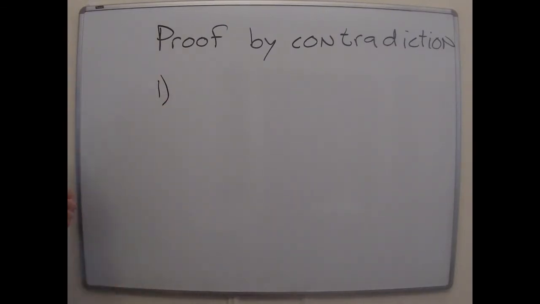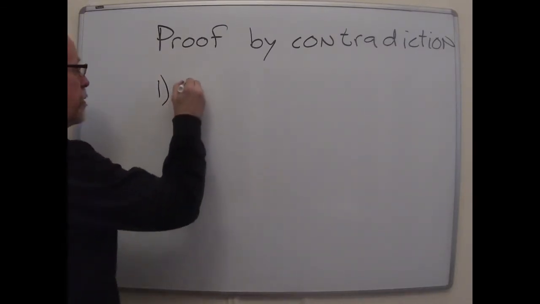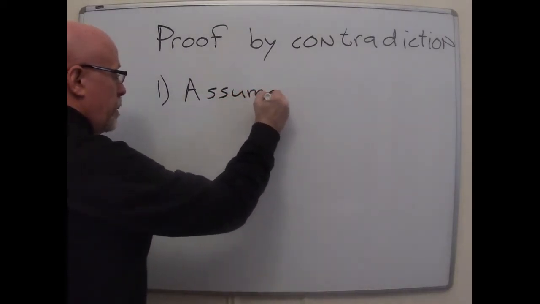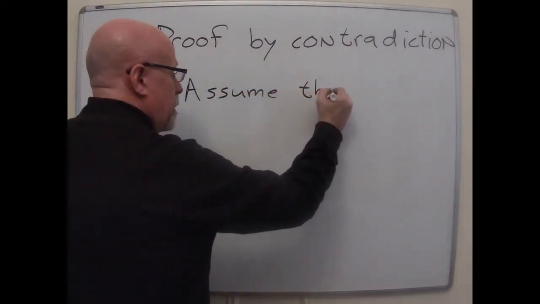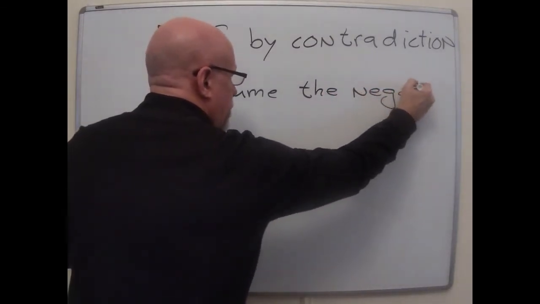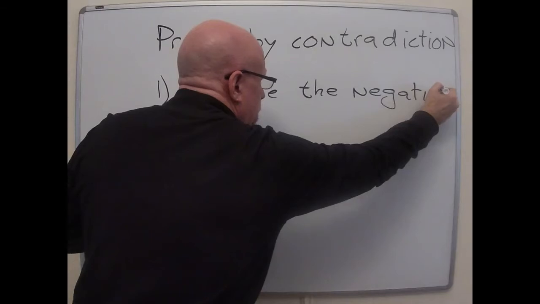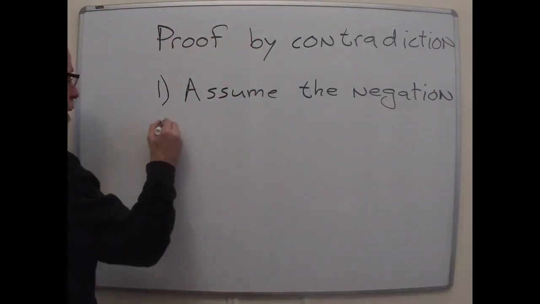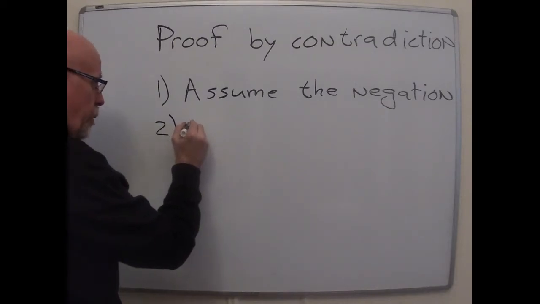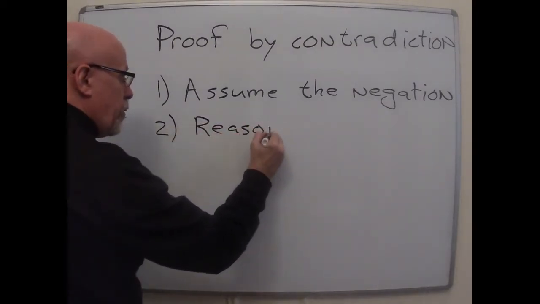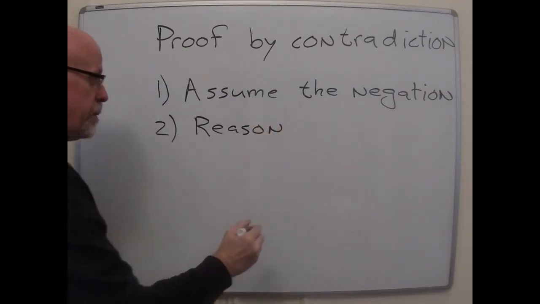The first thing you do in a proof by contradiction is you assume the exact opposite of the thing you want to prove. That is, you assume the negation of whatever the sentence is. From there, you are going to argue or reason on purpose until you get to some ridiculous conclusion.